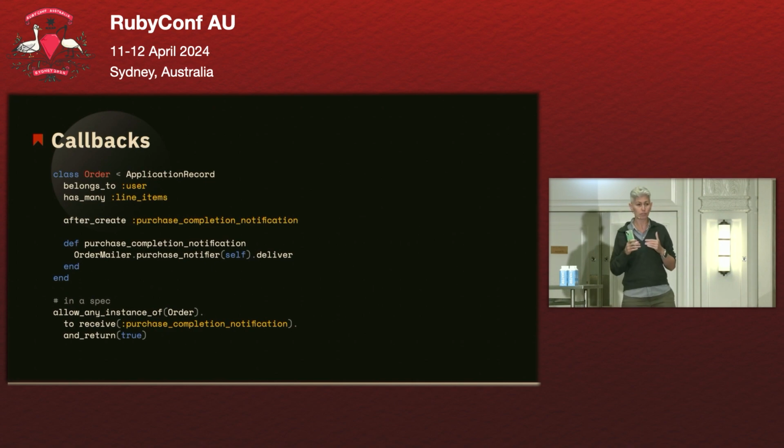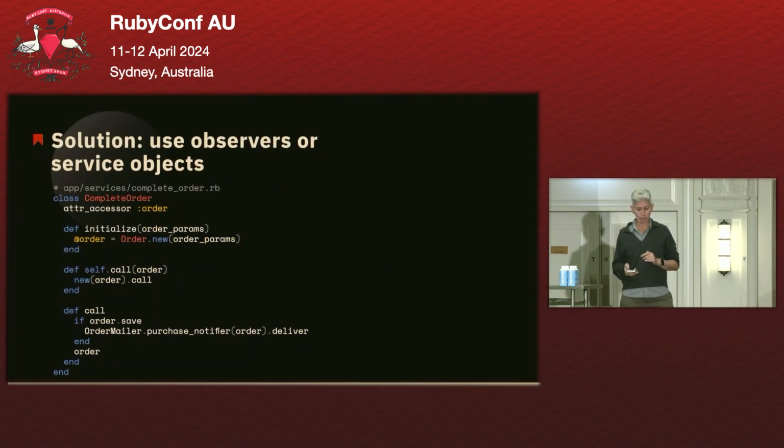So I can still use callbacks for some things, but I'm being very picky and selective when I use them. But a better solution is to use observers or service objects. So in this case, again, we talked about using action names. So in app services, I have a complete order, and I initialize the order with the params.